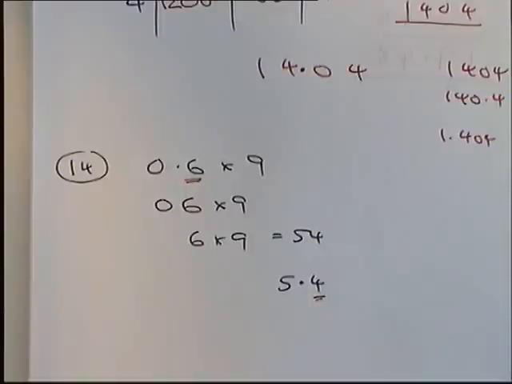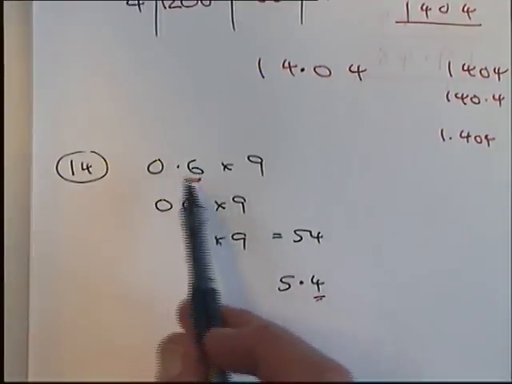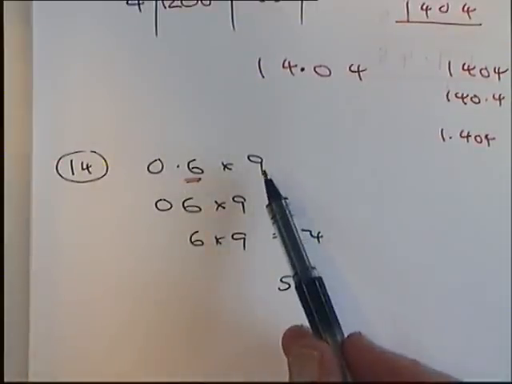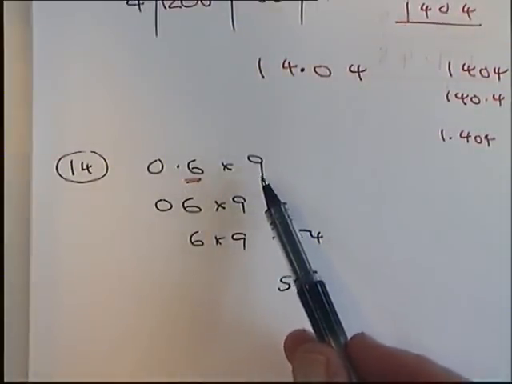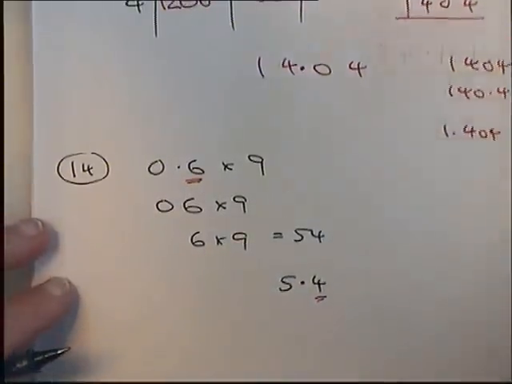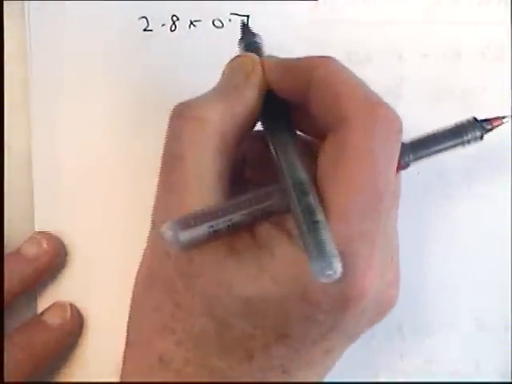Look at the original sum just to check. This was something less than 1. So it's just a part of something. 0.6 is like a fraction or bit of something. A bit of 9, well, the answer to a bit of 9 is going to be smaller than 9. 5.4 is smaller than 9. That's about right. It all sort of seems to fit together. The next one I'm going to look at is 2.8 times by 0.7.